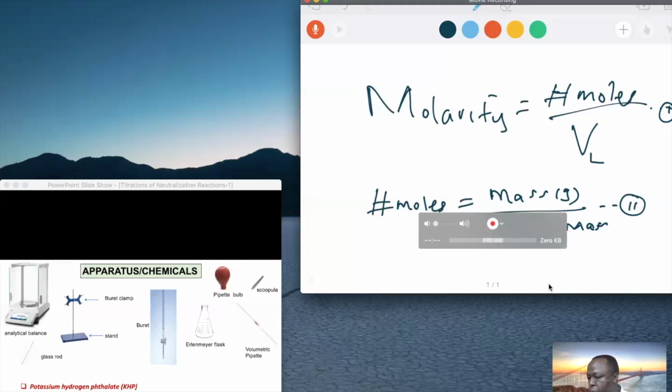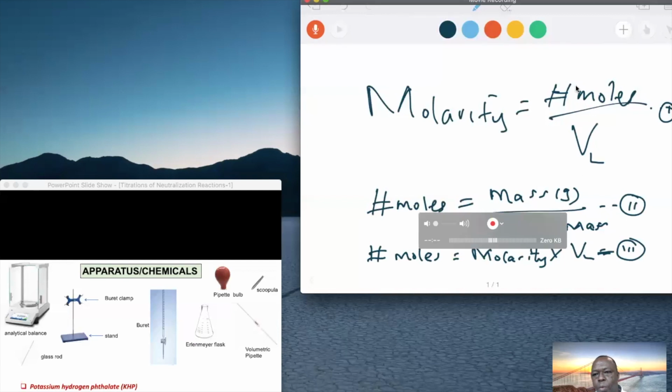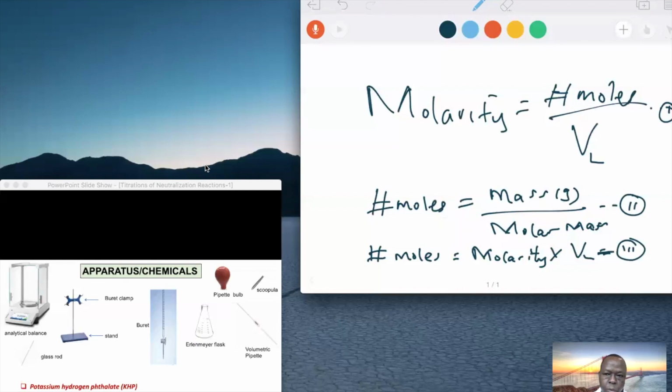We can also find the number of moles using the molarity. Molarity times volume in liters equals moles; this is equation 3. I'm rearranging equation 1 to get equation 3. For equation 2, if you are given the solid compound and its chemical formula, you use the periodic table to find the molar mass, and you have the number of moles.